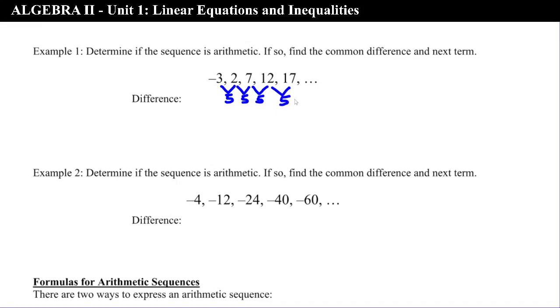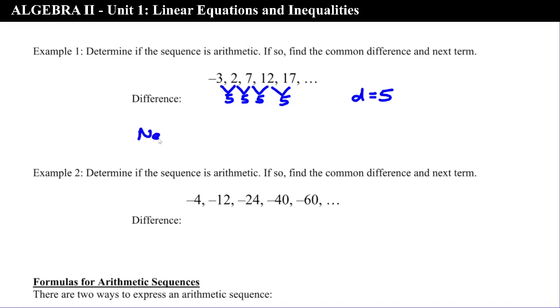Okay? So for this particular sequence, at least with the information that we were presented with, these 5 terms, the common difference would be 5. And we can notate that as d equals 5, because d is our variable representing common difference, d for difference. Okay, so we want to find what the next term is.